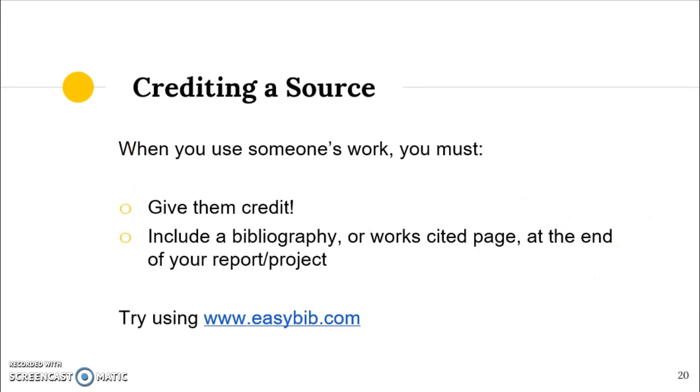If you are using someone else's work for a class research paper or project, it will likely fall under the category of fair use that we discussed earlier. However, you still need to credit the source. This helps your teacher know where you found your information, and at the same time it gives credit to the person who did the original work. You can include a bibliography or works cited page at the end of your project or paper. Try using easybib.com to help with the formatting.